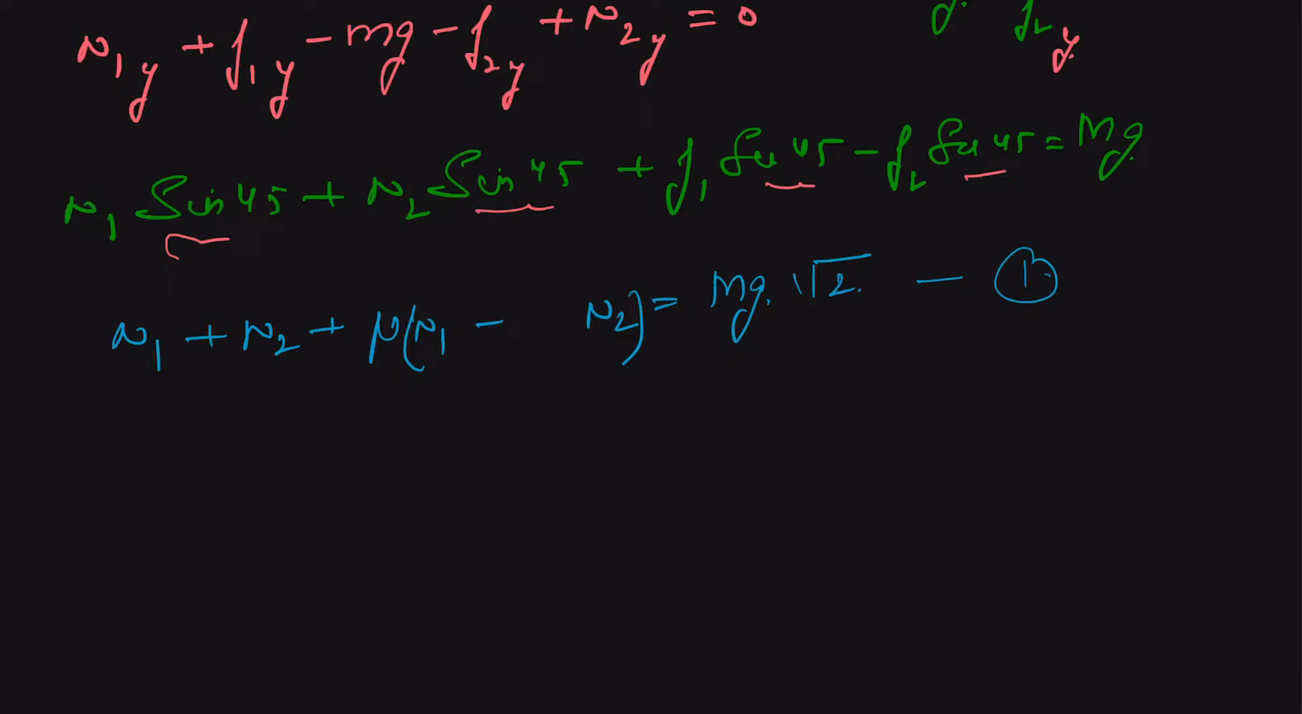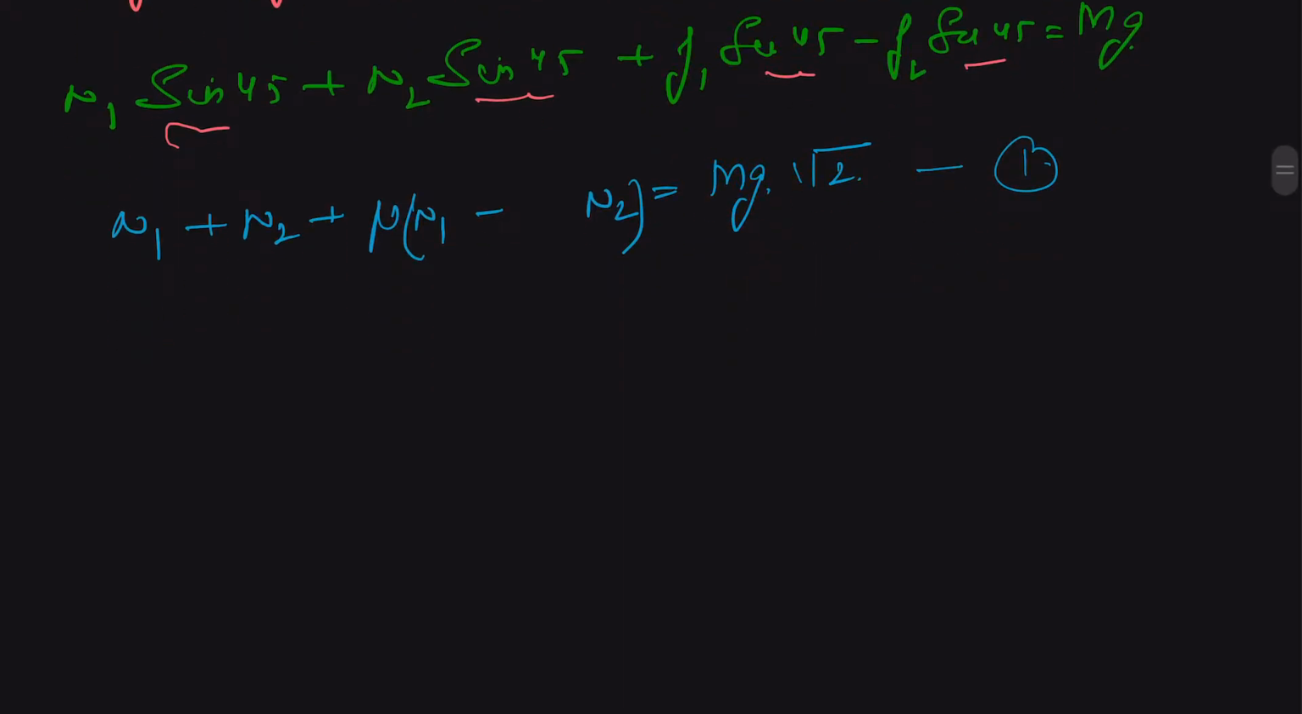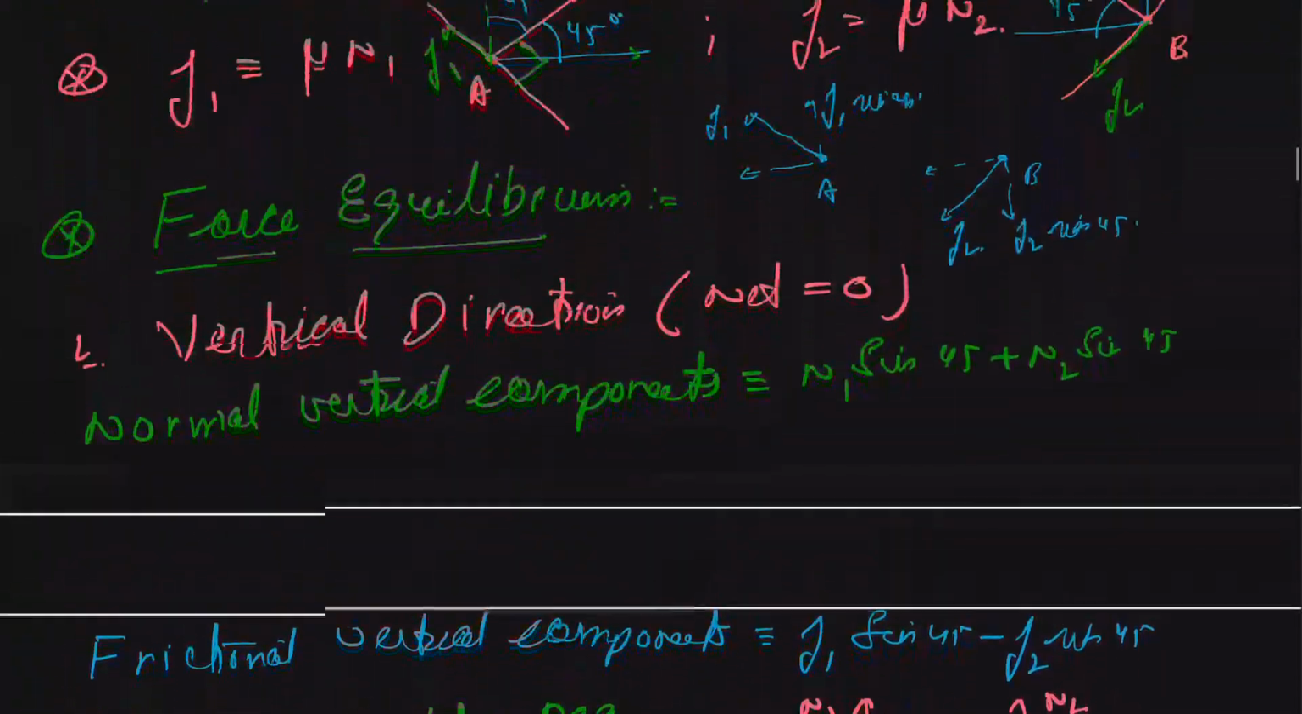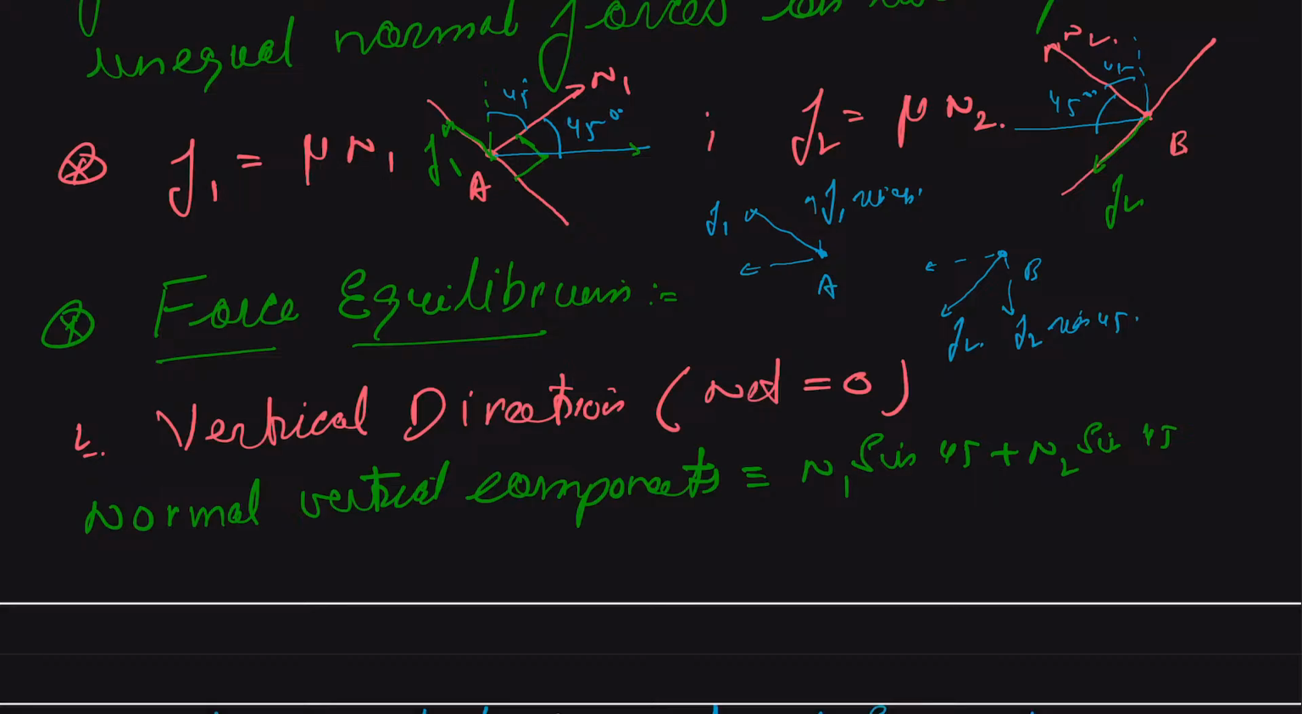Same analysis we are going to do for our horizontal direction. You can say for the horizontal direction, that will also be equal to 0, and there is no mg component in the horizontal direction, and the forces, this will be our F1 cos 45, F2 cos 45, and the normals will be our F1 cos of 45, and there will be F2 cos of 45. Okay, so these will be all the forces.